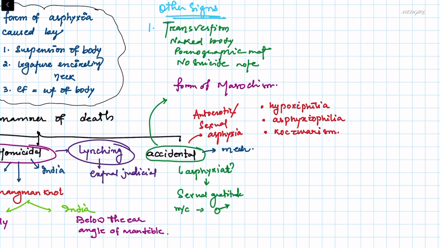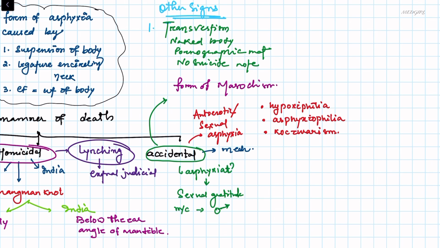Accidental is otherwise known as autoerotic or sexual asphyxia, which is called hypoxyphilia or asphyxiophilia or Cox varism. Now what is this? The mechanism: asphyxia, which leads to sexual gratification. Now this is most commonly seen in male perverts. What's the mechanism? There is partial neck compression, which leads to carotid compression, which leads to cerebral ischemia. Now that leads to erotic hallucination, which leads to orgasm.